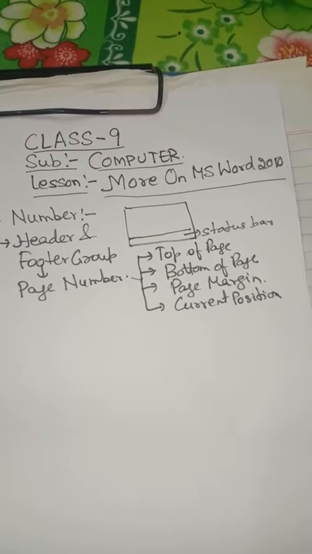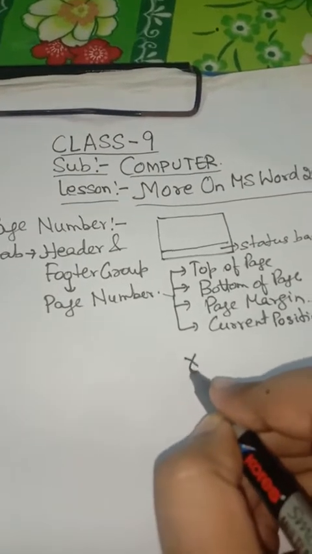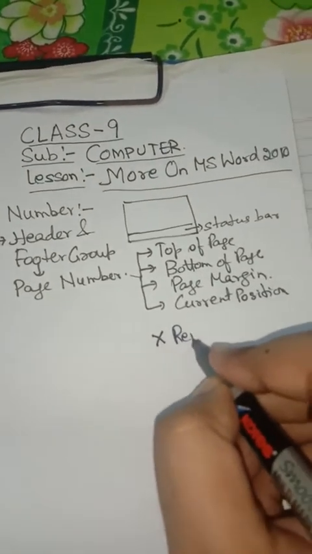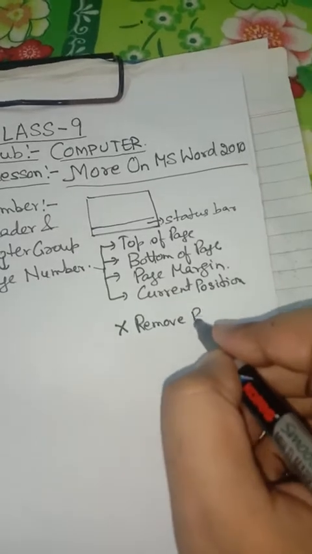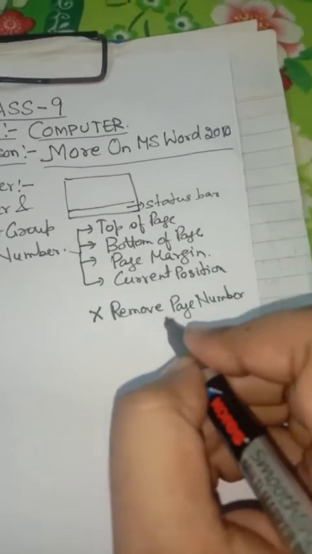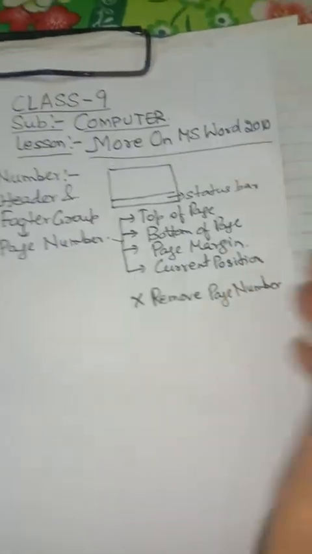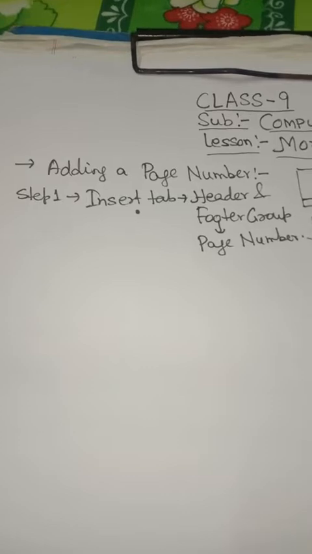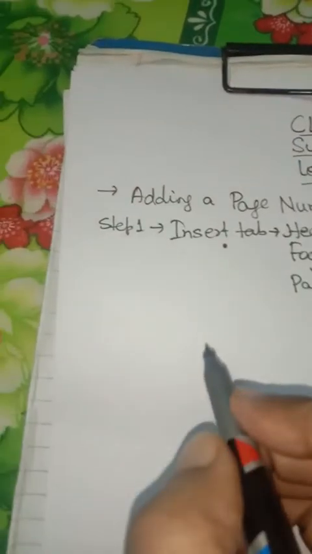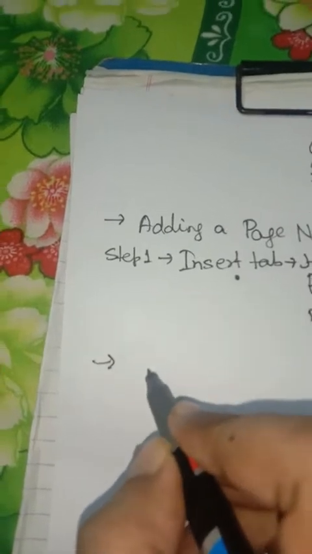We also have the option of removing the page number. Here a cross type option appears, and the option of remove page number is given. If you want to remove the page number, just left click over here and the page number will get removed. Now the next topic that we are going to discuss is inserting a watermark.